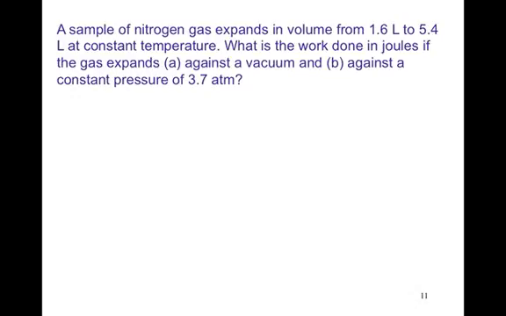Okay, so hopefully you paused that and gave it a shot. If you did, you probably figured you should use this equation, and you'd be absolutely right. They give you atmospheric pressure of 3.7. That's what the gas is working against. And then our delta V, 1.6 to 5.4. So we know delta is final minus initial. It'd be 5.4 minus 1.6 liters. Give us something around the order of 3.8.